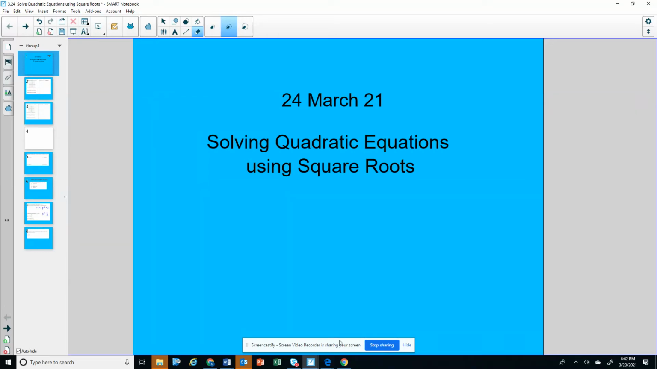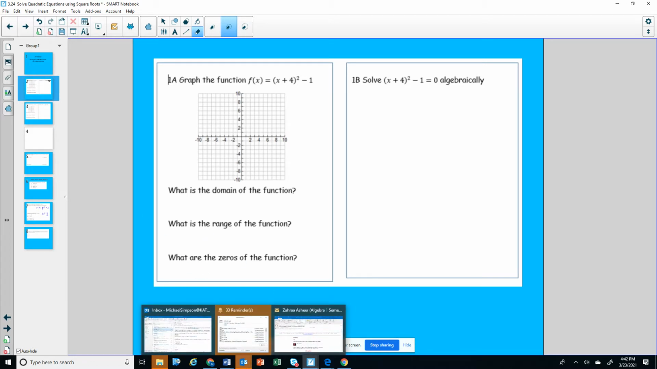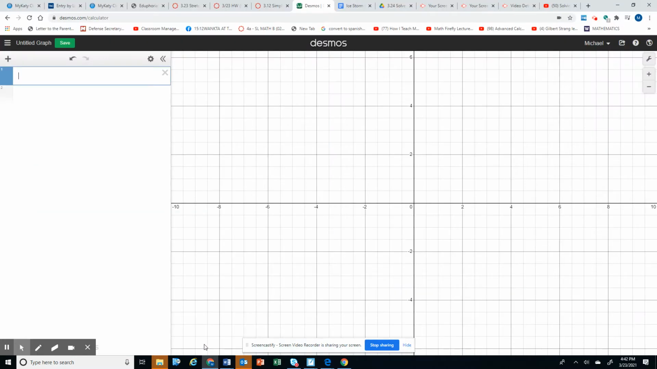All right, class. Today's lesson is on solving quadratic equations using square roots. The first thing it asks you is to graph the function f of x is equal to (x plus 4) squared minus 1. So let's use Desmos and graph this, and let's answer the questions. So let me go to Desmos, and there we go.